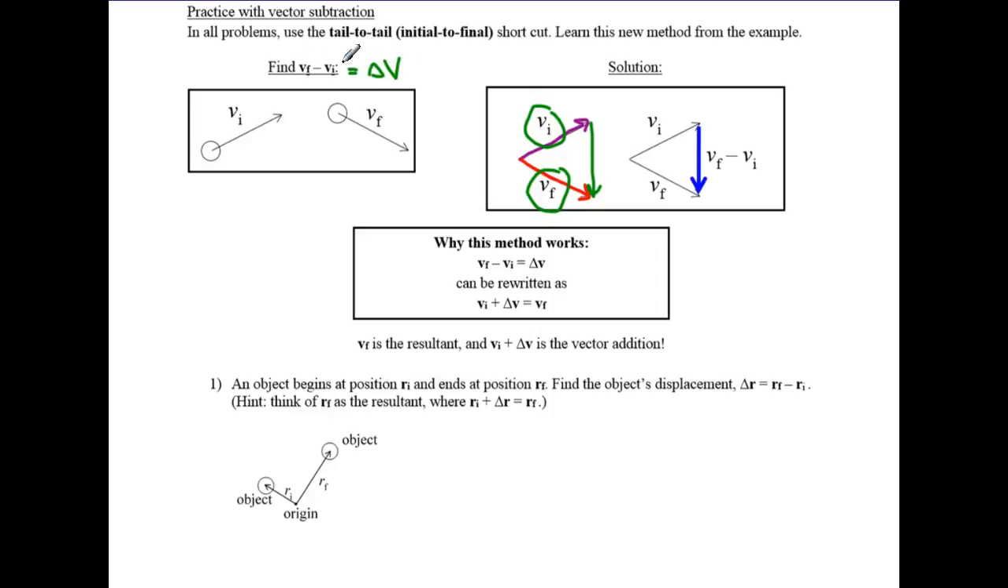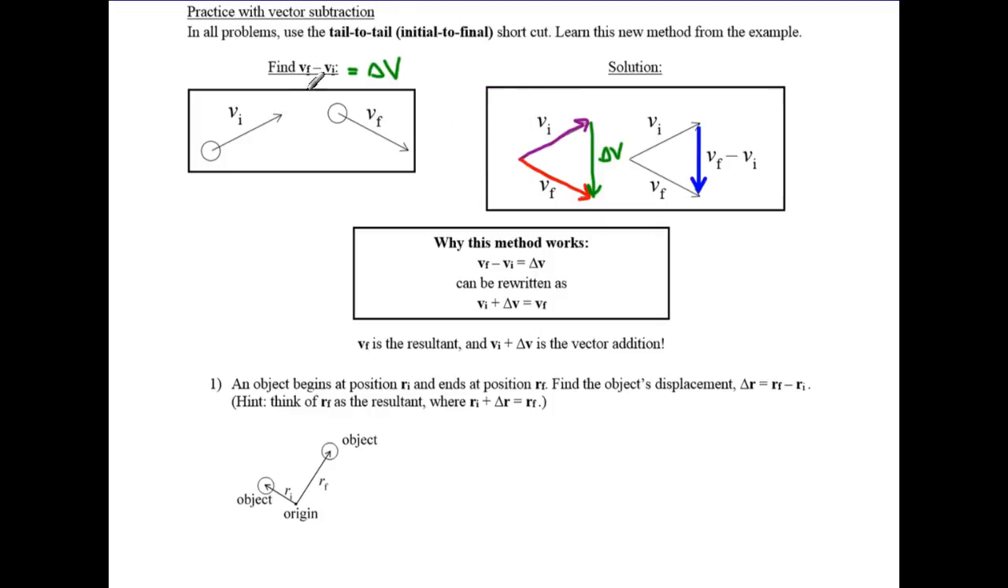By the way, final minus initial, that's delta V. So the green here is delta V. So if you're doing final minus initial, then you go the other way with your delta arrow. Why does this work? What's the trick here? Well, let me show you.